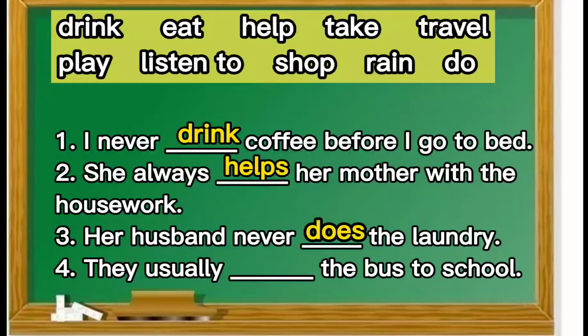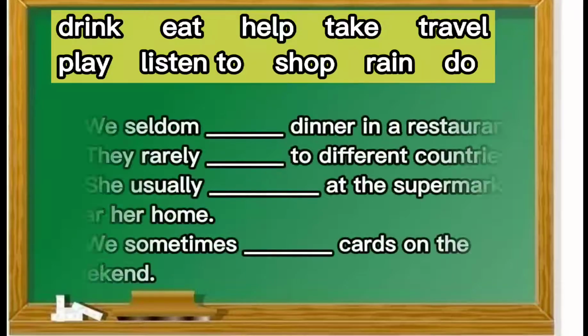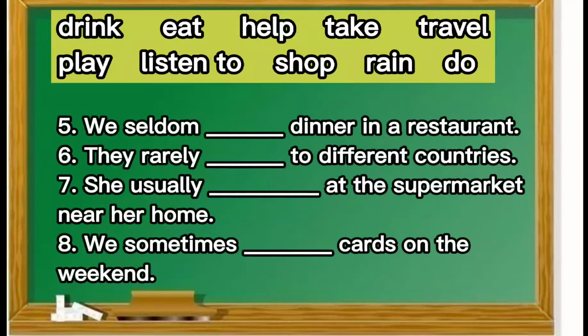Number 4, we usually blank the bus to school. The answer to this is take, because we take the bus to school. 5, we seldom blank dinner in a restaurant. Since we are talking about dinner, the verb we need to use is eat.